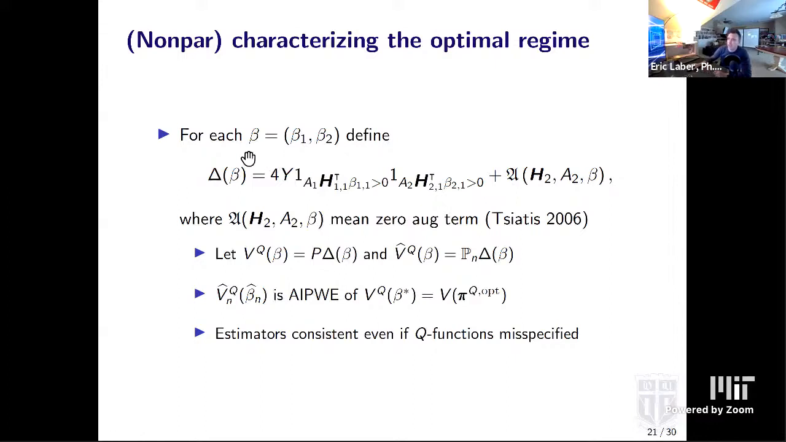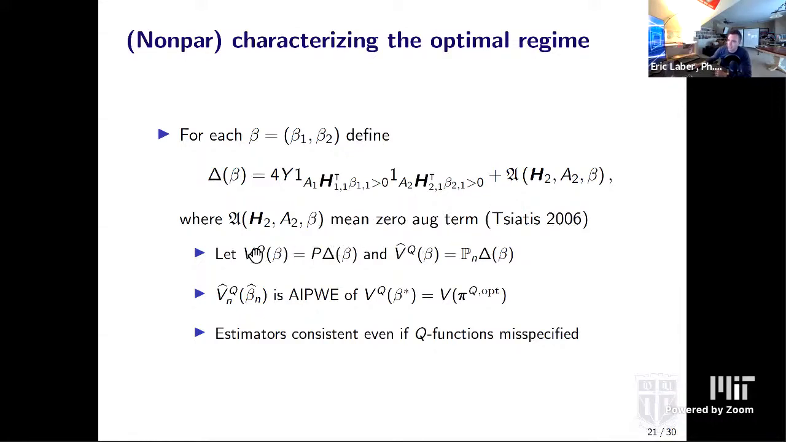The way that this is defined is for any beta, which contains both the first stage and second stage coefficients indexing a Q function, you define this term delta of beta, which is 4 times y. We're assuming half-half randomization here, times an indicator that the treatment was assigned in a way that's consistent with the Q functions indexed by these betas, plus a mean zero augmentation term to reduce variance. I won't go into the definition of this, but it is well documented in, for example, Cadis 2006.